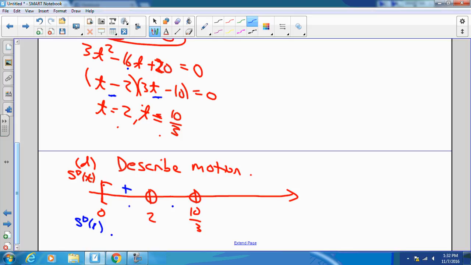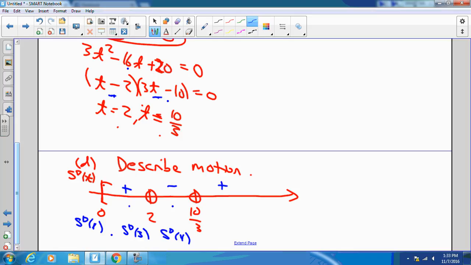Now I need a value of t between 2 and 10/3. 3. Positive factor here, negative factor there, negative velocity. And finally, I need a value bigger than 10/3, a bazillion. A bazillion minus 2 is positive, 3 bazillion minus 10 is positive, and so we have positive. Does everybody understand how the evaluation of these went? Careful. We find our zeros first, and then we plug in values in between those zeros to find the signs. So I did S prime of 1, S prime of 3, and I could have done S prime of 4. That's a good way of checking.